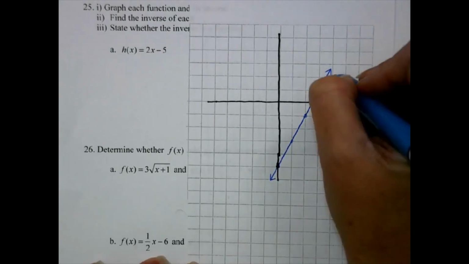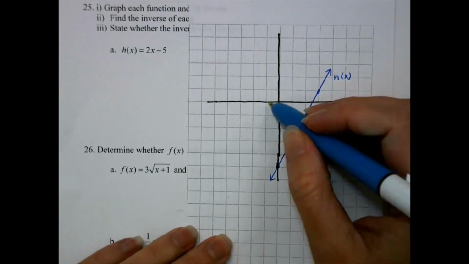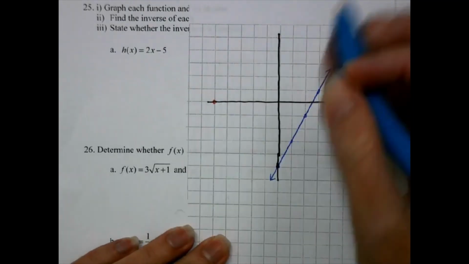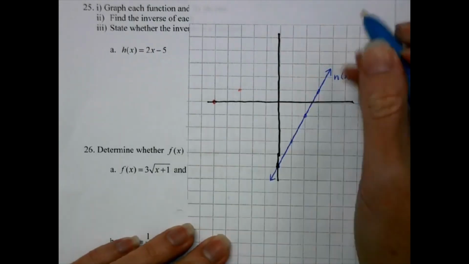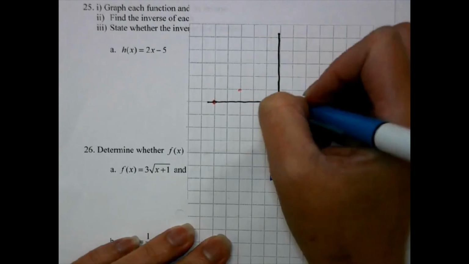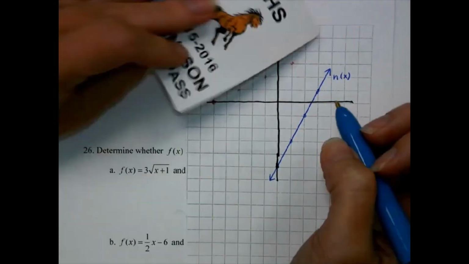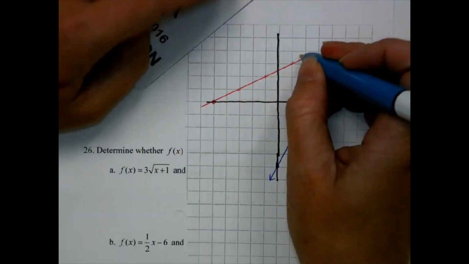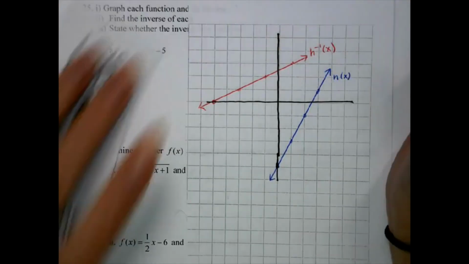So this is h of x. The inverse is going to switch x and y coordinates. So instead of being at 0, -5, we're going to be at -5, 0. Instead of being at 1, -3, we're going to be at -3, 1. Instead of being at 2, -1, we'll be at -1, 2, and so on. It's a reflection in the line y equals x. This would be the inverse, h inverse of x.